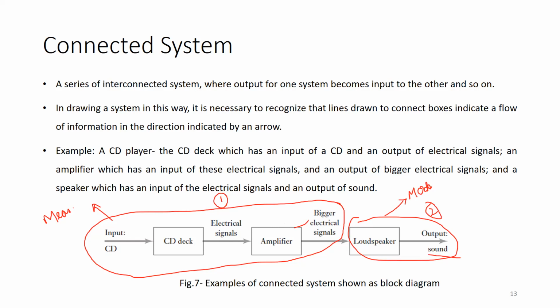Similarly, you can have a number of examples. So wherever you see that in a measurement system or in a modeling system, the output from the one is not the actual output which you require, you further require some system which will utilize that output to give another output which is of importance to the user. So that becomes a connected system. Okay.